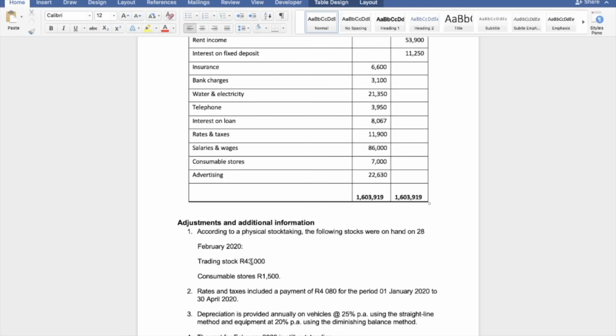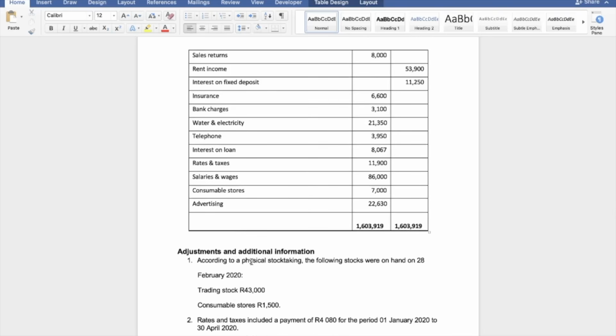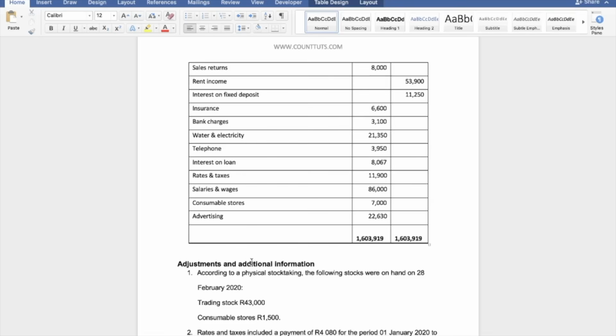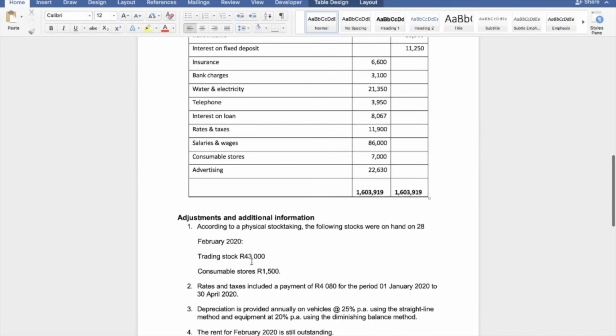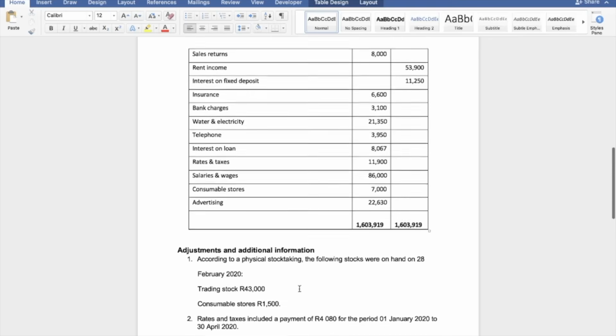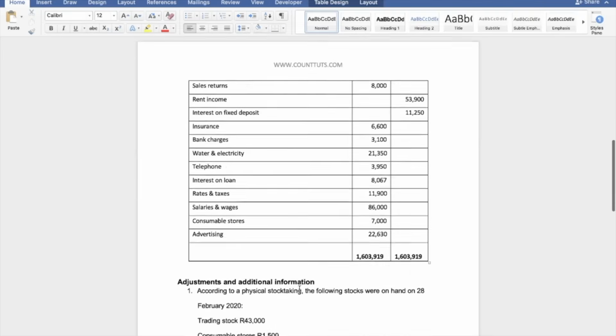So the stock taking could have highlighted that maybe some went missing or some are broken, or whatever the case may be. Regardless of how it happened, what you know is that you have trading inventory deficit. So let me just say this: in your pre-adjustment trial balance, the amount for inventory there, if it's more than what you have after the physical stock taking in your additional information, then you have what is called trading stock or trading inventory deficit, and that is an expense. By knowing that it's an expense, you know that you have to put it under the nominal account section, because we put expenses and income under the nominal account section.